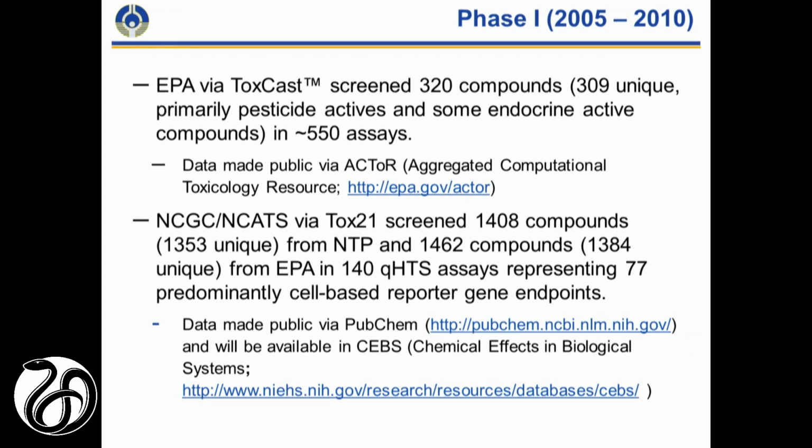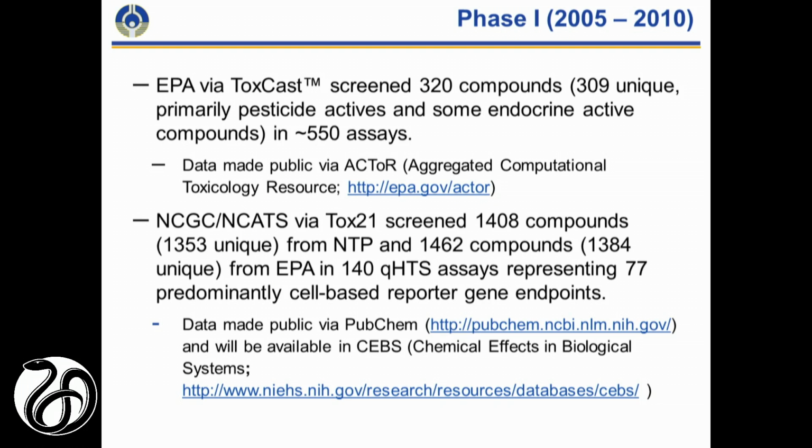So we've had two phases so far. In phase one, EPA screened 320 compounds, 300 unique, primarily pesticide actives across a variety of assays, about 550 in total, a very large number of assays. And these data are available in the ACTOR database.